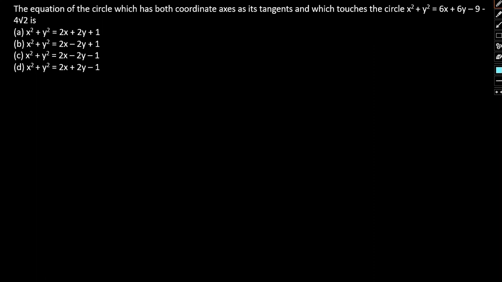So let the center of the circle be r comma r, because both the coordinate axes are tangent, the circle will simply look like something like this. Okay, sorry, my bad. Something like this. It will be touching over here as well. So r comma r, where r is the radius.